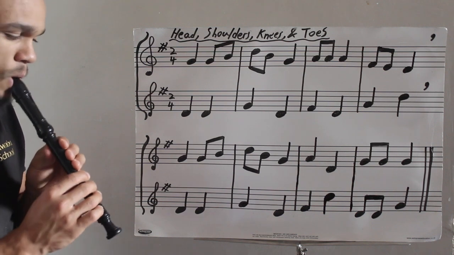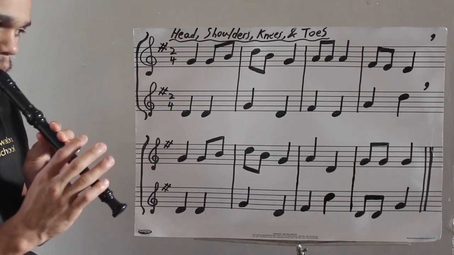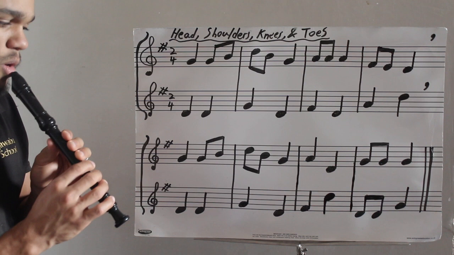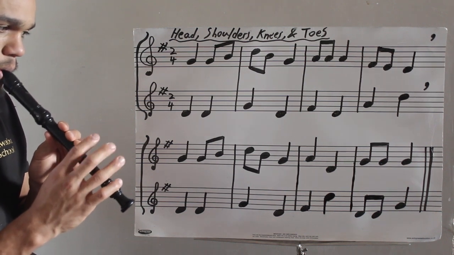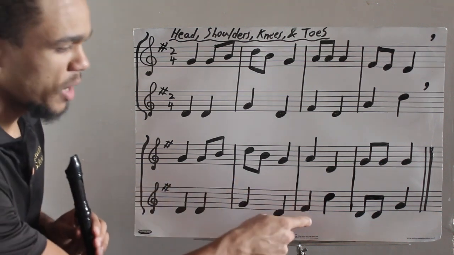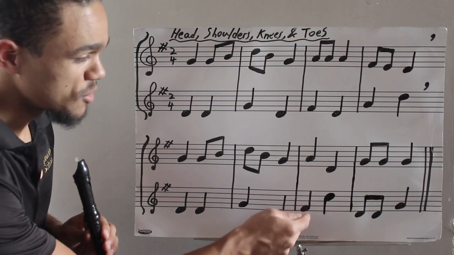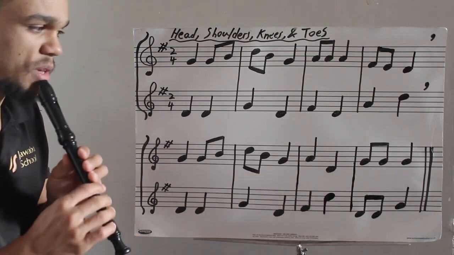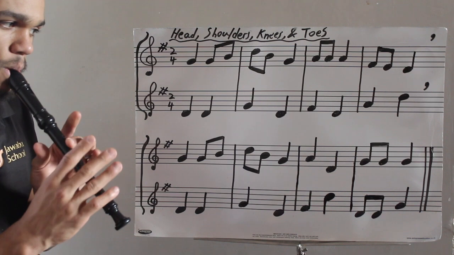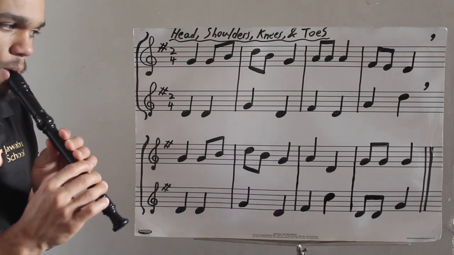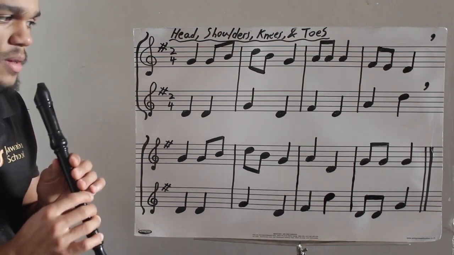3, go. Go. Let's take it to bar number 7. Big leap from F sharp to high D. Let's try it. 3, go. Again. Last time.